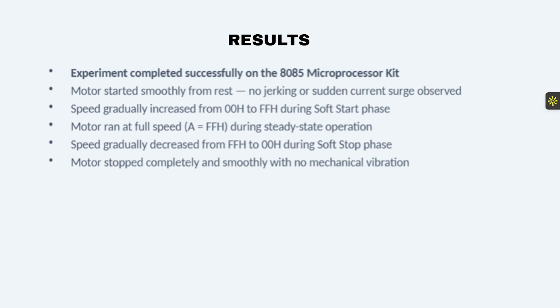So what are the results? The experiment was conducted successfully on the 8085 microprocessor kit. The motor starts smoothly from rest. No jerk or sudden current surge was observed. Speed gradually increased from 00H to FFH during the soft start phase. The motor ran at full speed, that is FFH, during the steady state operation. The motor gradually decreased the speed from FFH to 00H during the soft stop phase. The motor stops completely and smoothly with no mechanical vibration.